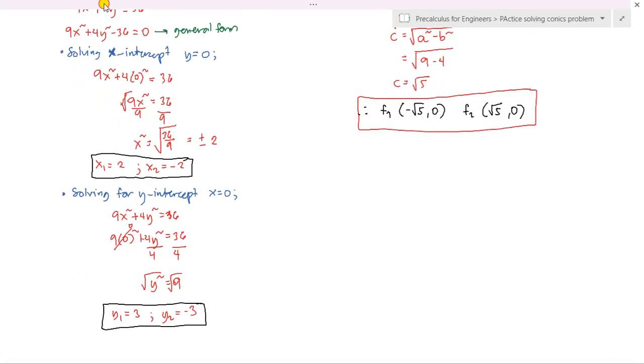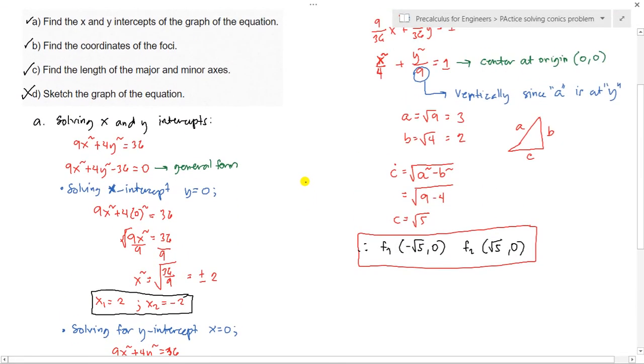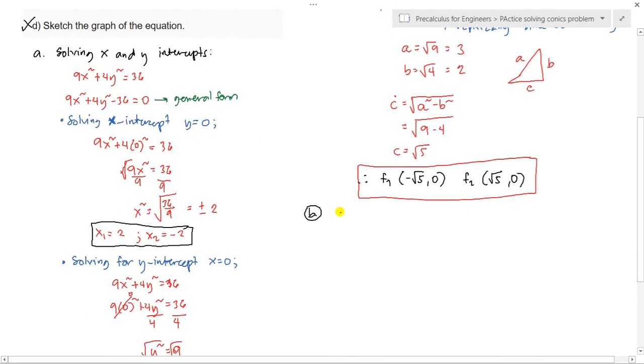And lastly, for letter B, find the length of the major and minor axis. Again, for the major axis, we already know that it is equal to twice a. Since a is 3, that is 2 times 3, so our major axis measures 6 units.